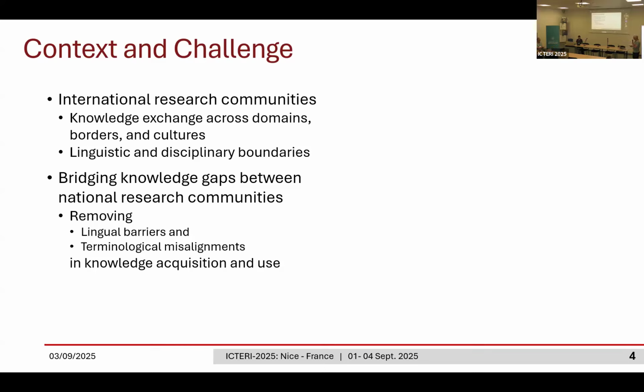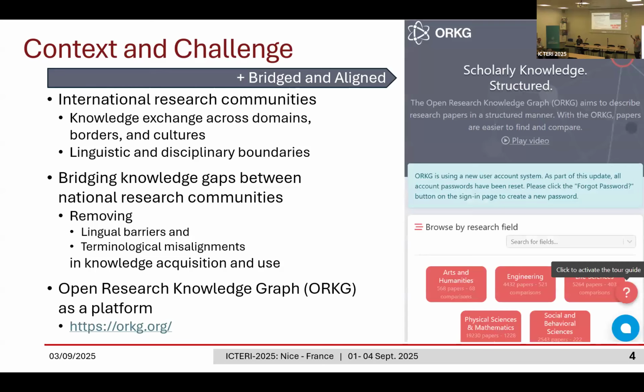And we do that by developing instruments for removing lingual barriers and terminological misalignments, so semantic barriers in knowledge acquisition and use, mainly in scientific research contexts. We have a vision of the use of the infrastructure developed by our Leibniz partners, which is an open research knowledge graph infrastructure. We'll use it as a platform for further development, deployment, and dissemination of the results of this work.